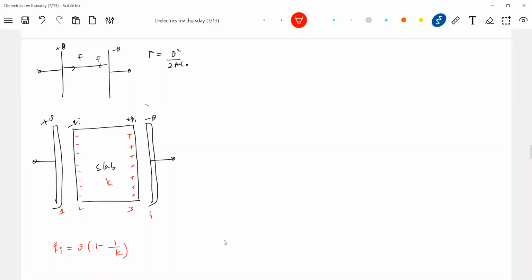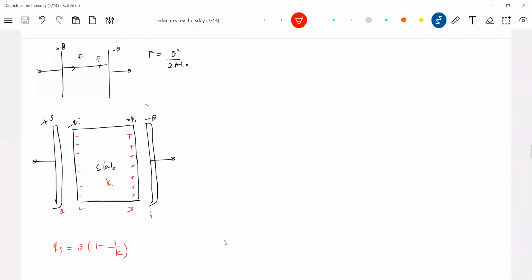The induced charge on the slab is given by this formula. Is it okay? It's better to remember this. You can't derive everything in exams. At least some memory should be there, so you can save time in the exam. Otherwise, deriving this induced charge on the slab will take another 2 minutes. There are standard things which, if you remember, you'll be on the safer side. Okay, now we know Qi.